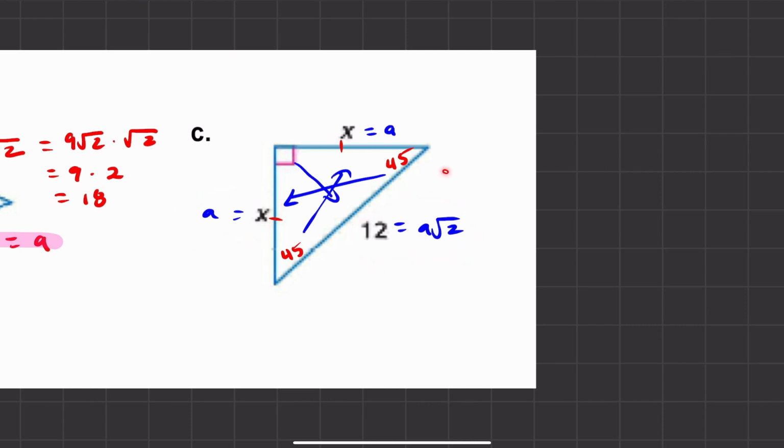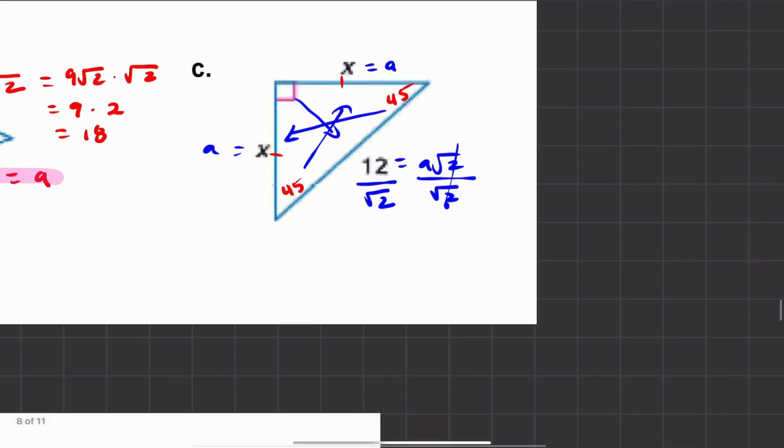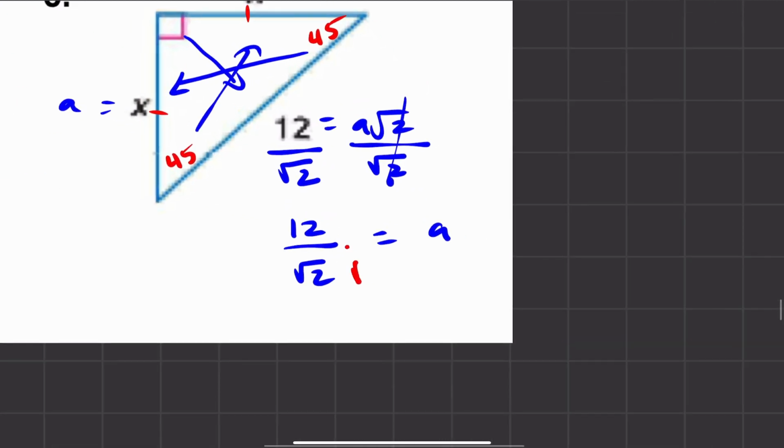What am I supposed to do here? Well, I need to get this by itself, so I'm going to divide both sides by root 2. The root 2's cancel here. So I have 12 divided by root 2, which is equal to A. And I can't have a radical in the denominator whatsoever, so I have to rationalize. We do that by multiplying the top and bottom by the radical that appears in the denominator. So I have to multiply this by root 2, and that by root 2.